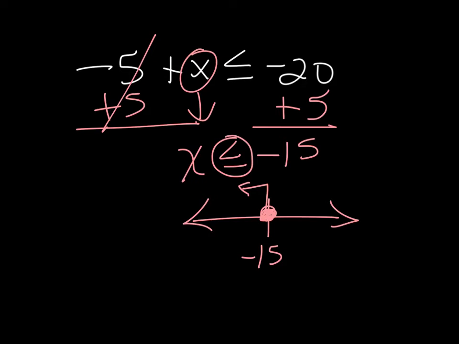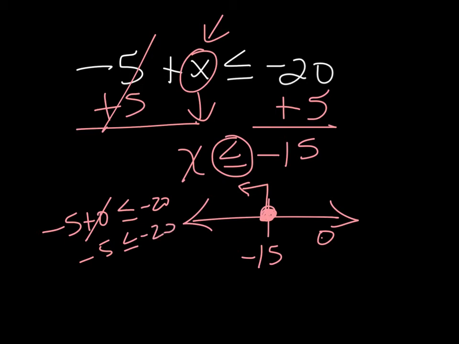And you could double check that. Remember, if you were to choose a number over here to the right, for instance, the number 0, and if you were to plug it into that equation, you get negative 5 plus 0 has to be less than or equal to negative 20. So that would cancel out, and you get negative 5 is less than or equal to negative 20, and that's not true because negative 5 is bigger than negative 20. Therefore, anything on this side would be false. So we just proved that this is accurate. All right, let's go to the next one.